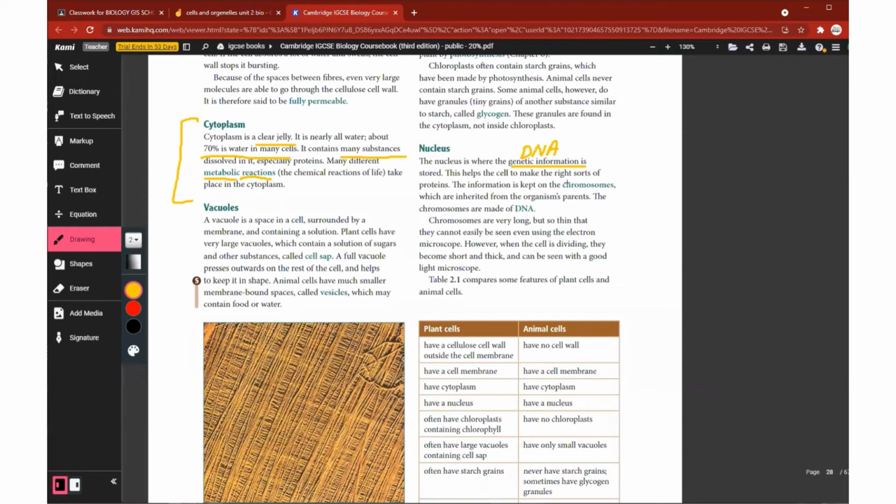Finally, most important thing here. The information, meaning DNA, is kept on the chromosomes, which are inherited from the organism. So this fancy line, which is making no sense, simply means that DNA is present inside the chromosome. Make sense now? And this chromosome has DNA. Simple things.